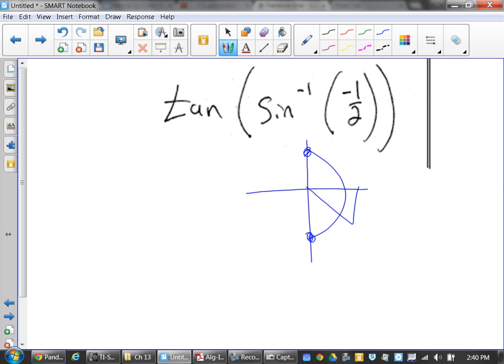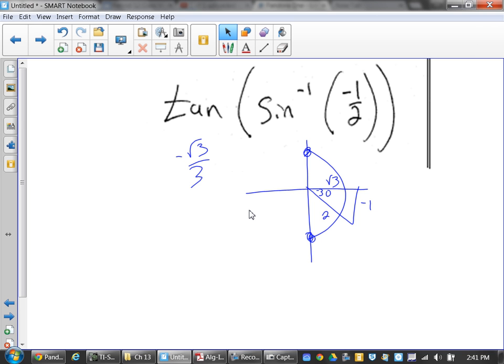So this is obviously going to have to be the -1 and 2 root 3. So this got to be a negative 30-degree angle. So what is the tangent then of negative 30? Well, the tangent here is negative 1 over root 3. So your answer is negative root 3 over 3. The tangent of the angle whose sine is negative 1/2 is negative root 3 over 3.